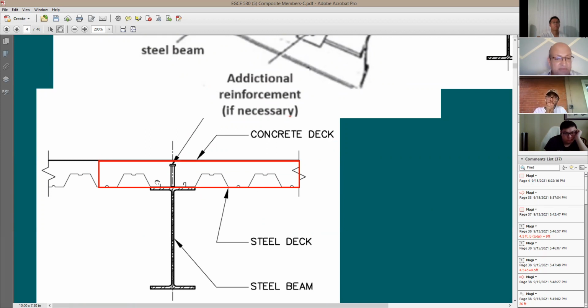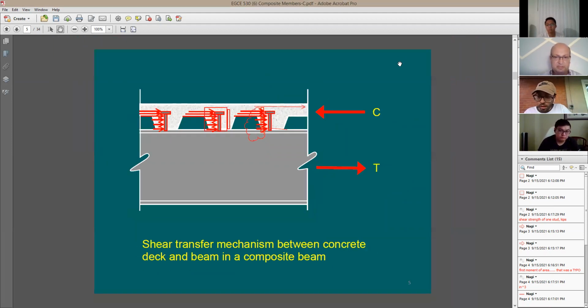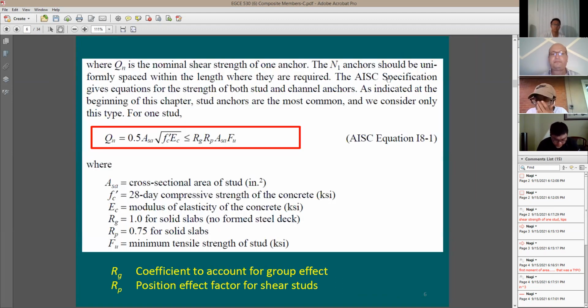So in this case, you don't have an issue of breaking the concrete on one side. Just imagine that you have a full solid concrete slab. You say, okay, so concrete bearing is not going to be an issue. It's going to be just about the steel. Now let's see how the code recognizes this issue.